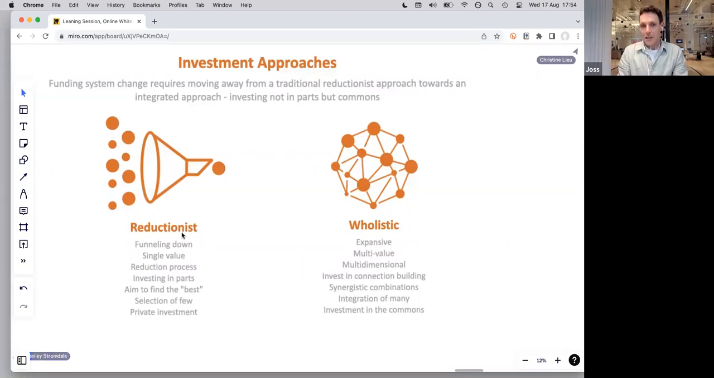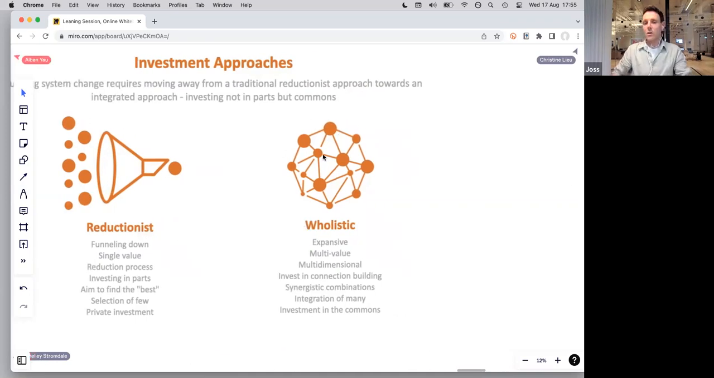So it's about funneling down to the best elements in the system, the best startup, the best social enterprise, whatever it is. It's a reduction process. It's about investing in the parts, aiming to find the best one. It's a selection process, kind of private investment.